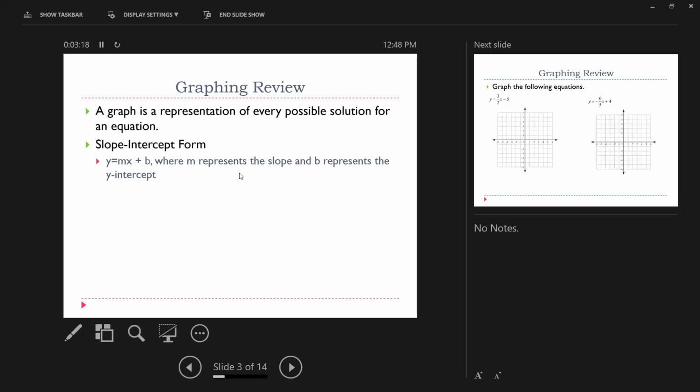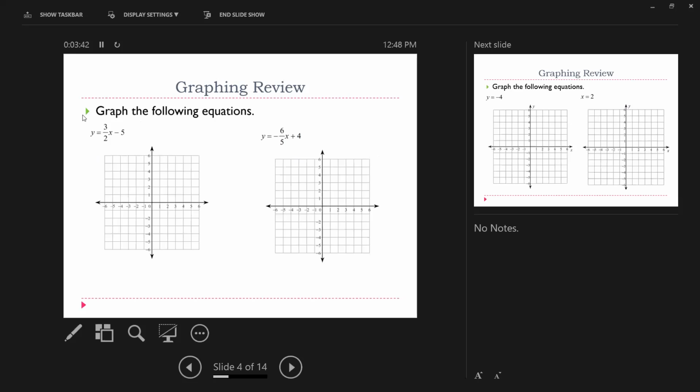Where do we start? We start with b. Every slope-intercept equation, we have to know what the slope is, and we have to know what b is. That's the y-intercept. That's why it's called slope-intercept. We have to have those two things because those are what we're going to use to be able to graph it. We start at the y-intercept. With these graphs here, y equals 3 over 2x minus 5.